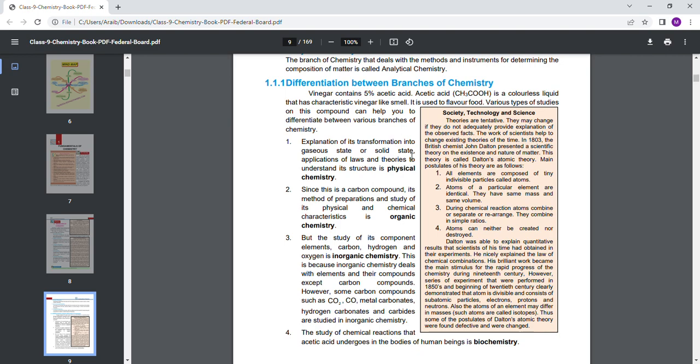Acetic acid, CH3COOH, is a colorless liquid that has a characteristic vinegar-like smell. It is used to flavor food. Various types of studies on this compound can help you to differentiate between various branches of chemistry. First, explanation of its transformation into gaseous state or liquid state, applications of laws and theories to understand its physical structure.